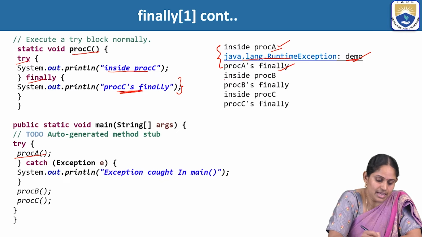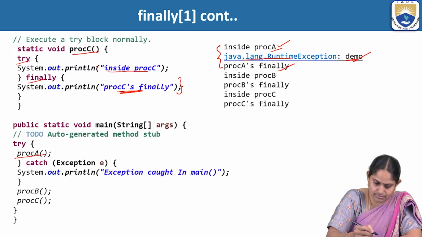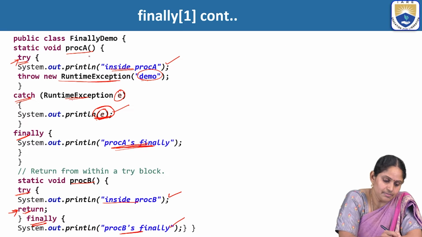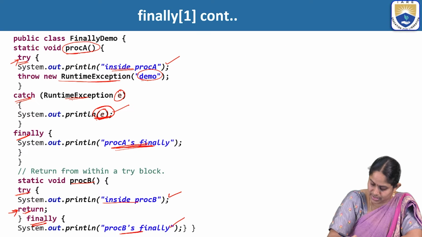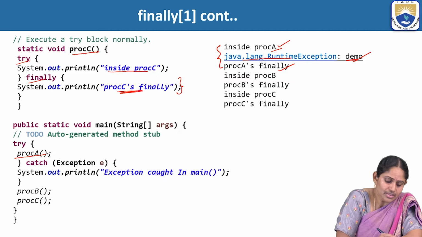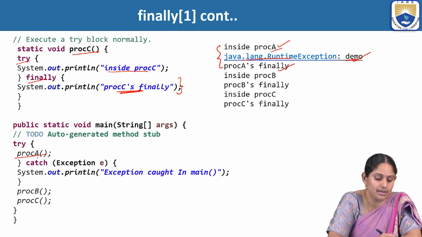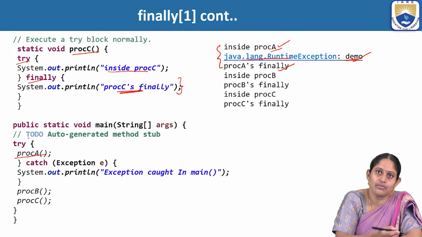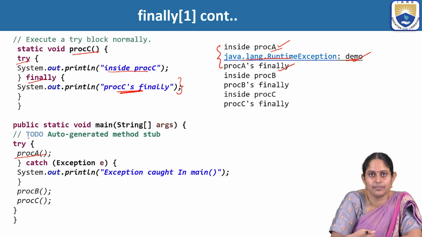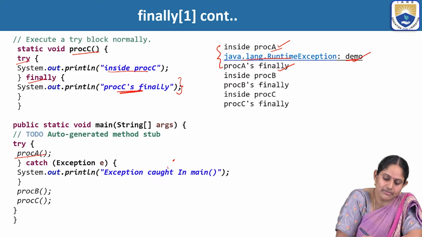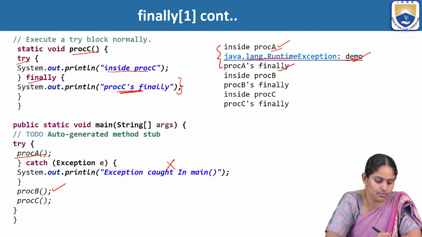Okay. Next, once this method is executed inside main, since the exception is handled properly inside procedure A, there won't be further movement of the exception object. So that statement will not be executed. The next statement will be procedure B.